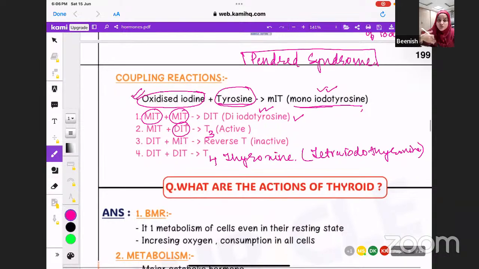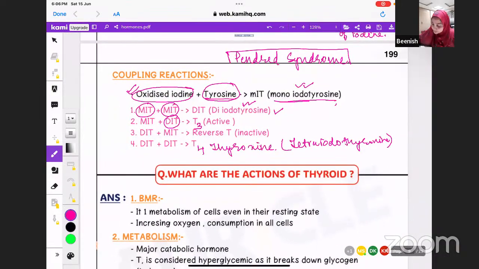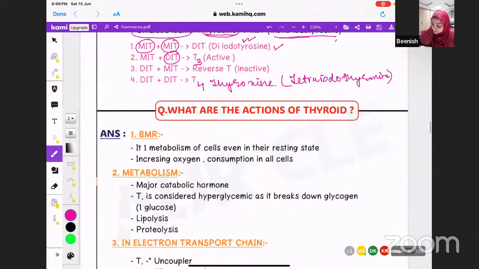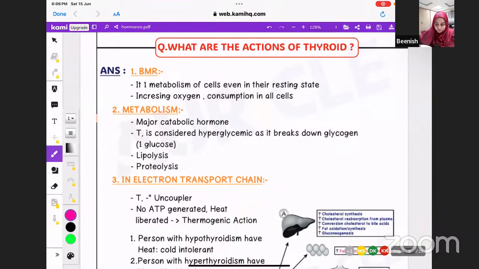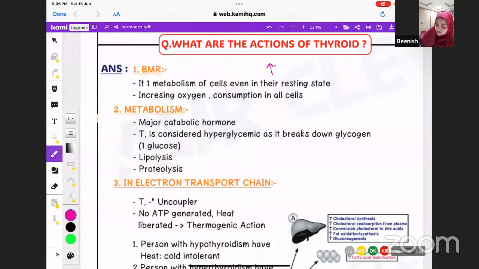Okay, so now moving ahead, let's talk about the actions of thyroid hormone. So the most important action of thyroid hormone is that it increases the BMR. What is BMR? That is basal metabolic rate. So it increases the basal metabolic rate. How? By increasing the oxygen consumption. That is, it increases the use of cellular oxygen. Okay.